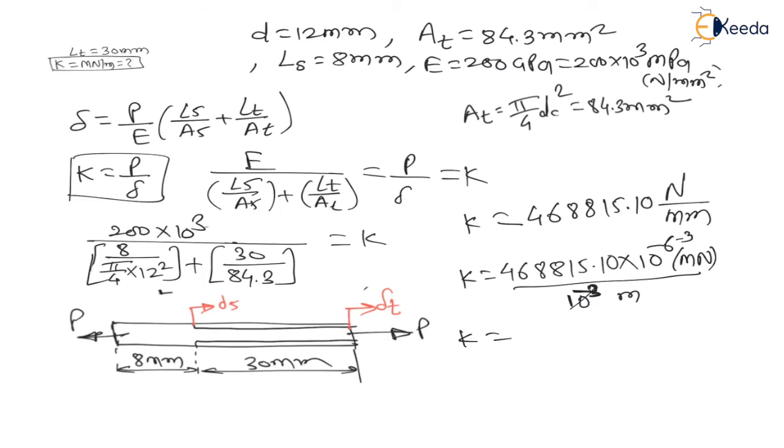Therefore it will become 46815.10 into 10 to the power minus 3, which is nothing but 468.81 mega Newton per meter. And this is your answer for the stiffness.